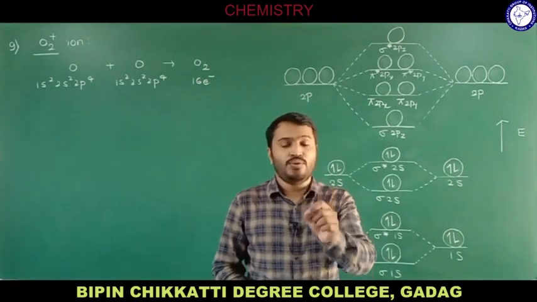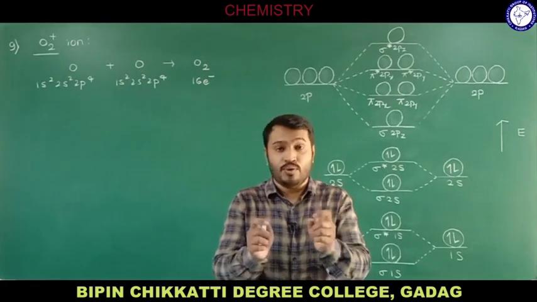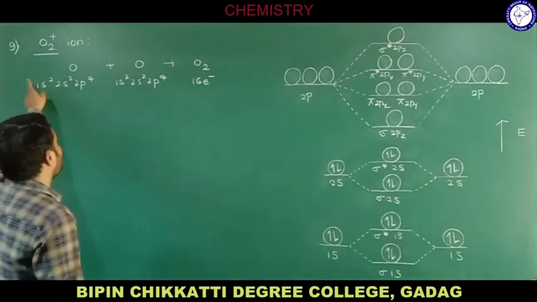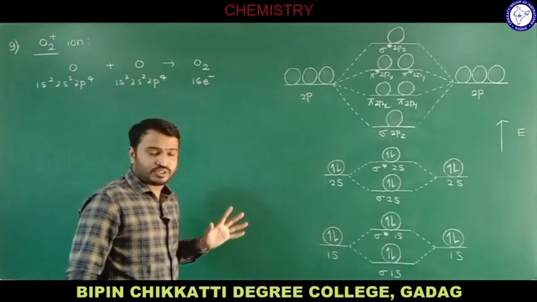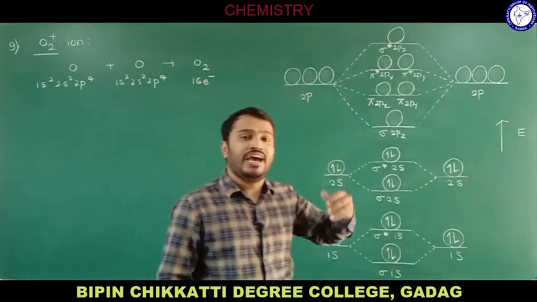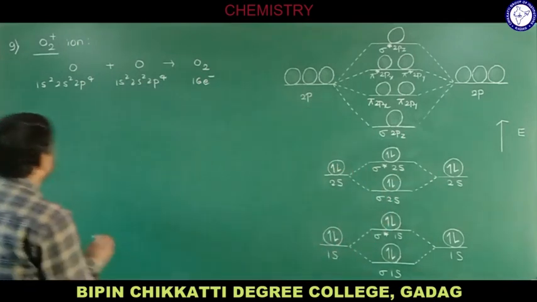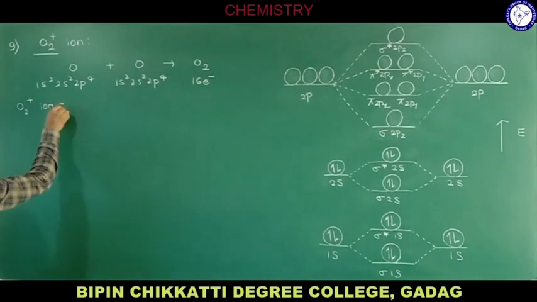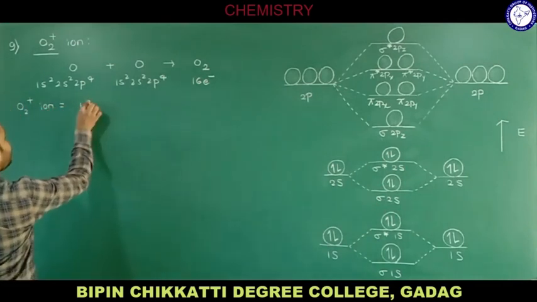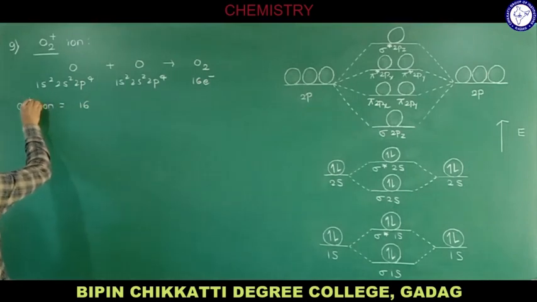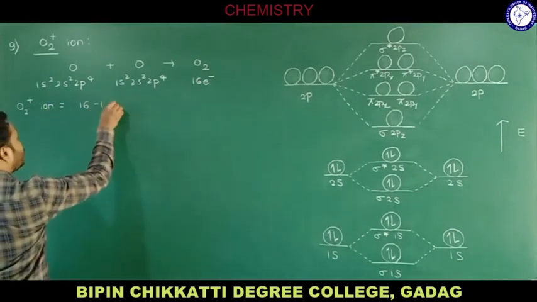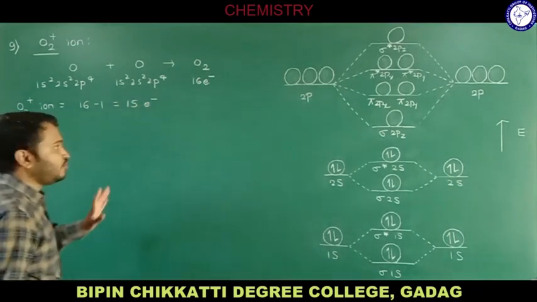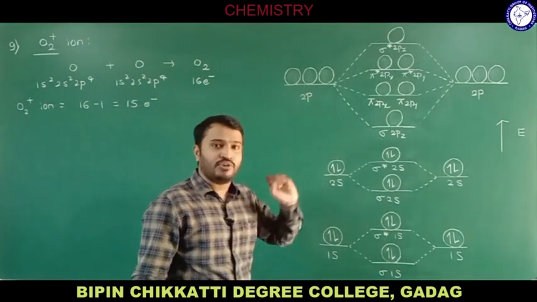Example 9, O2 plus ion. O2 plus we have, that is an ion. As we know, in the oxygen molecule we have 16 electrons. In O2 plus, 1 electron has been lost. Therefore the number of electrons in O2 plus will be 16 electrons, plus 1 indicates 1 electron has been lost, therefore minus 1 I write. Therefore in O2 plus we have 15 electrons. So 15 electrons have to be distributed in the molecular orbitals.